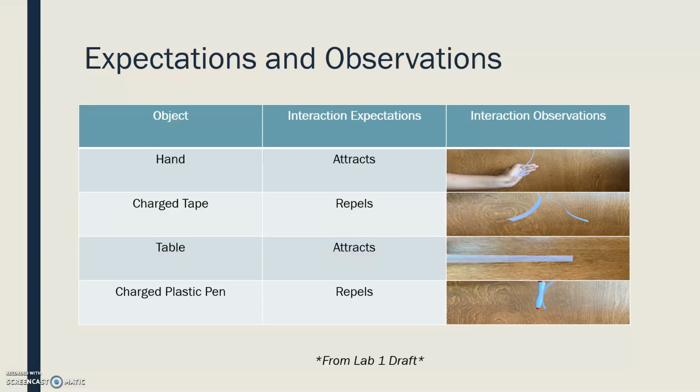The first part of the lab requires us to create charged tape and observe the interactions that it has with charged and neutral objects. The table indicates the different objects which interact with the tape and my expectations and observations of the tape interactions. This final interaction with the charged plastic pen allowed me to conclude that the tape is positively charged, since it is known that a plastic pen becomes negatively charged when rubbed with cotton, wool, or hair.